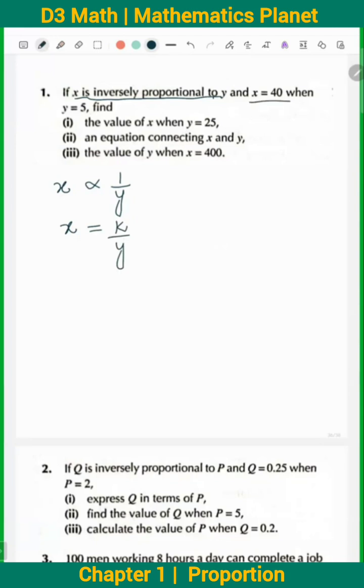Now when x is equal to 40 and y is equal to 5, let's substitute. x is 40, k, y is 5. So what will we get as the value of k? 200.